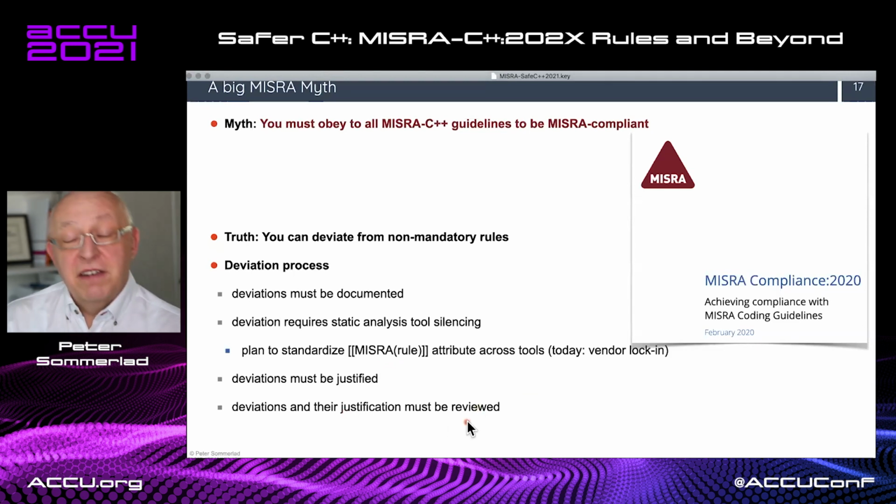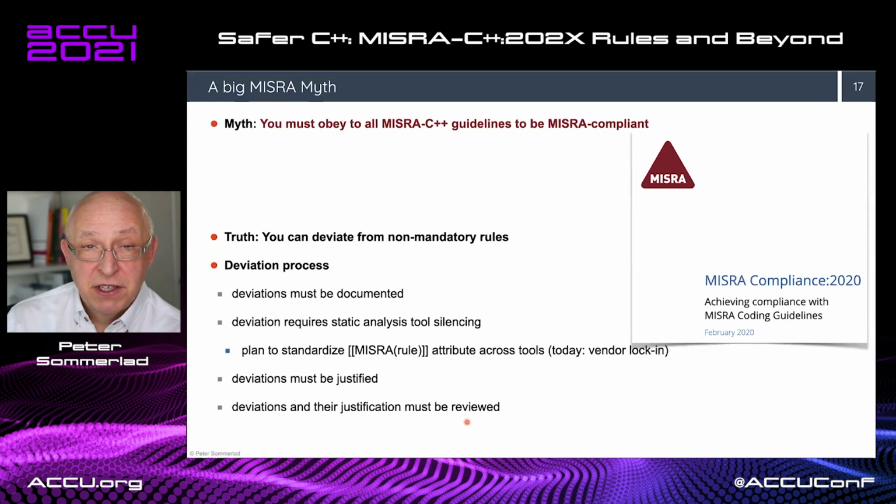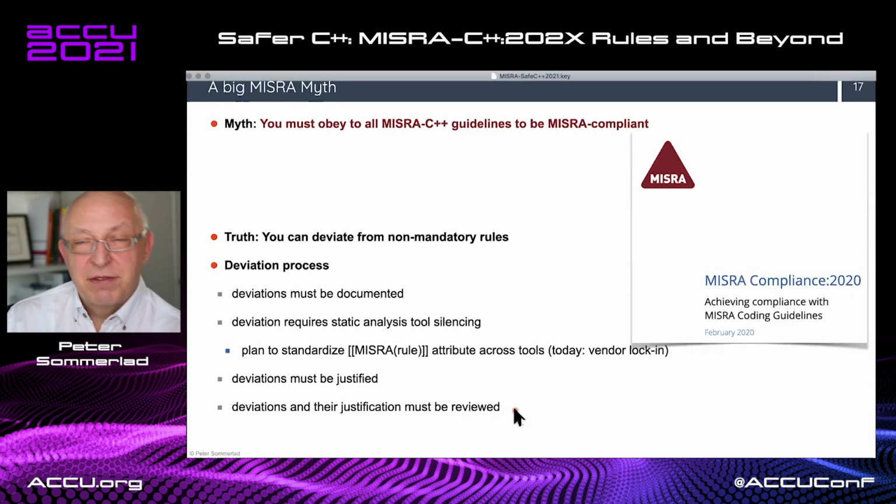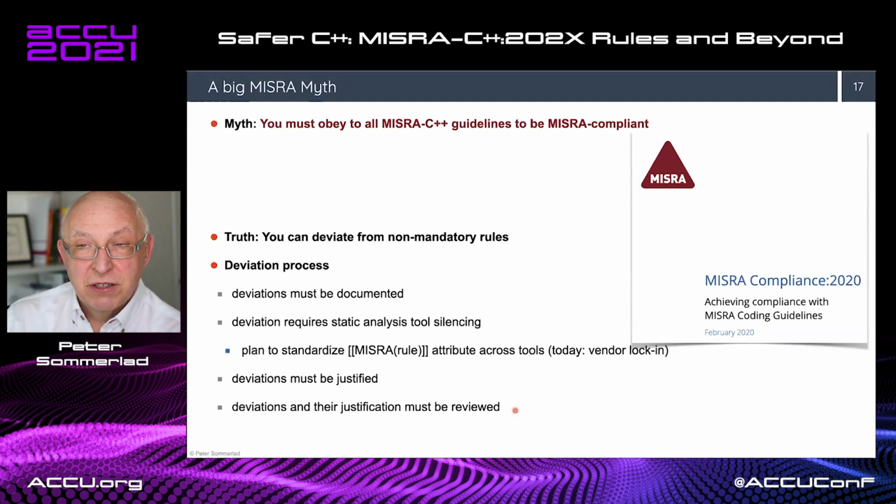The big thing in safety critical systems is that any deviation and its justification must be reviewed. And as we have seen with the aviation industry, the reviewer should be an independent person, not just the one that actually made the deviation.